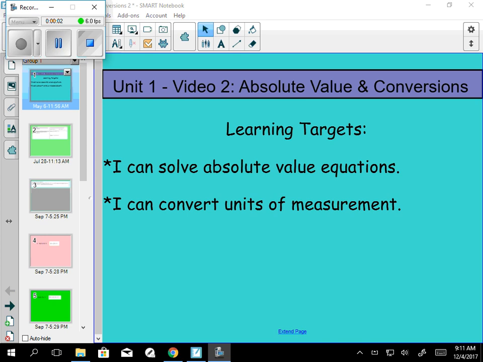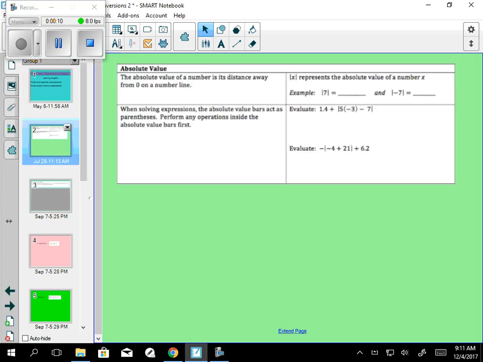All right, today we're going to look at absolute value and conversions, and we want you to be able to solve any absolute value equations and convert any units of measurement. We'll start with absolute value. Absolute value is defined as the distance away from zero on a number line.